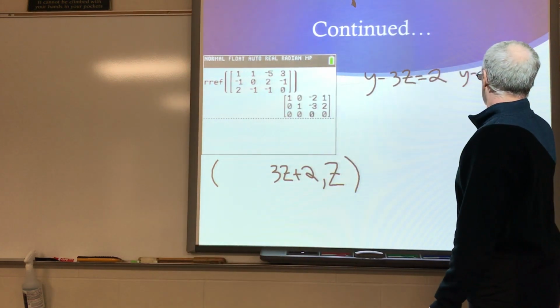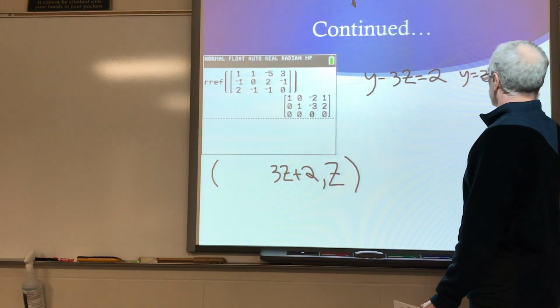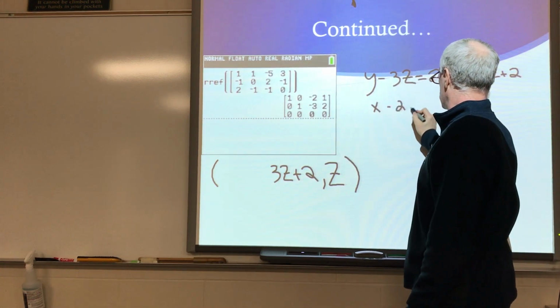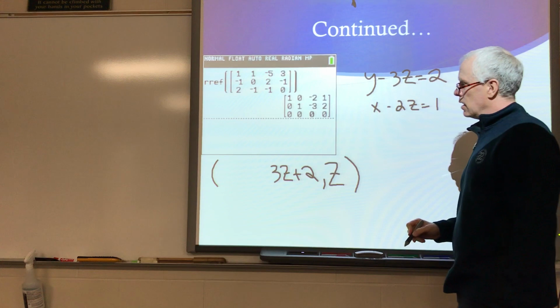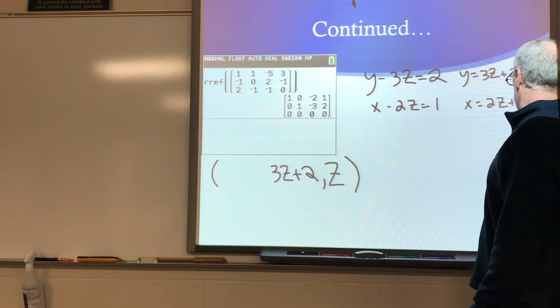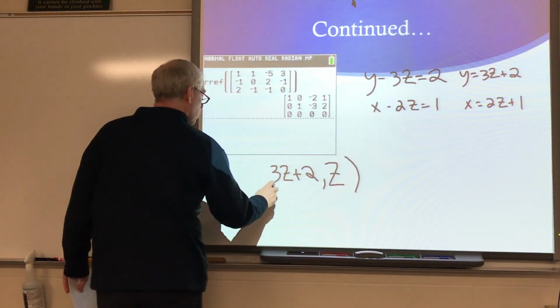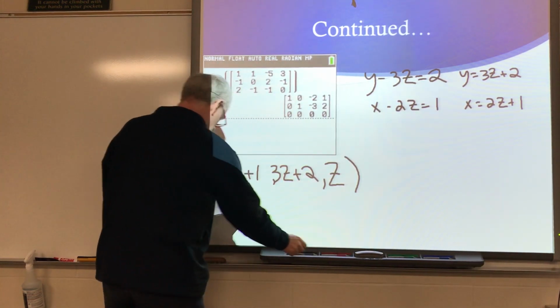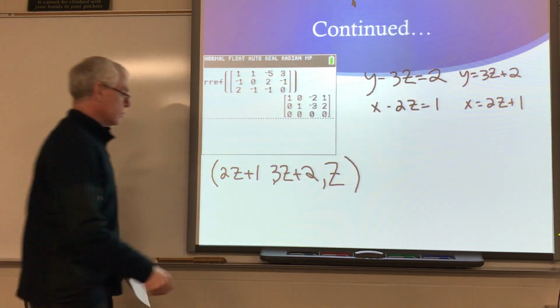So y equals 3z plus 2. And then in the first row here, I have x minus 2z equals 1. If I solve for x, I get 2z plus 1. So I'm going to put 2z plus 1 in place of my x, okay?